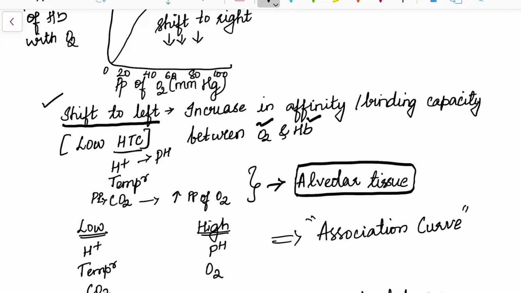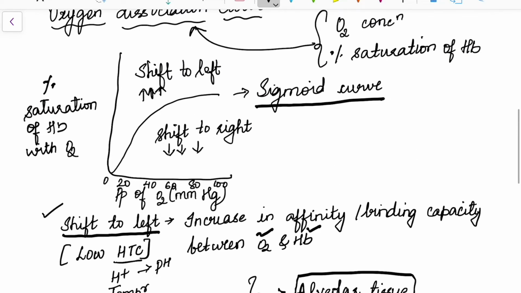Now, what exactly is happening at the alveolar level is low H plus, low temperature, low partial pressure of carbon dioxide, which leads to high pH and high partial pressure of oxygen. That's when you get to see the binding capacity or affinity between oxygen and hemoglobin. That's when you call it as what? Association curve. Okay, that's when the increasing affinity between oxygen and hemoglobin is going to take place. That is shift to left.